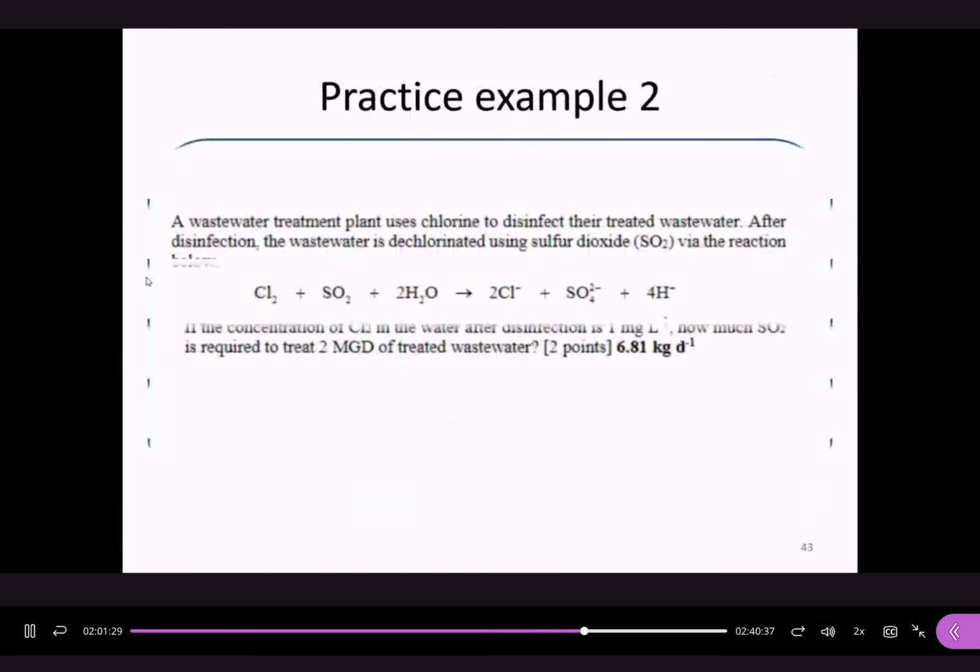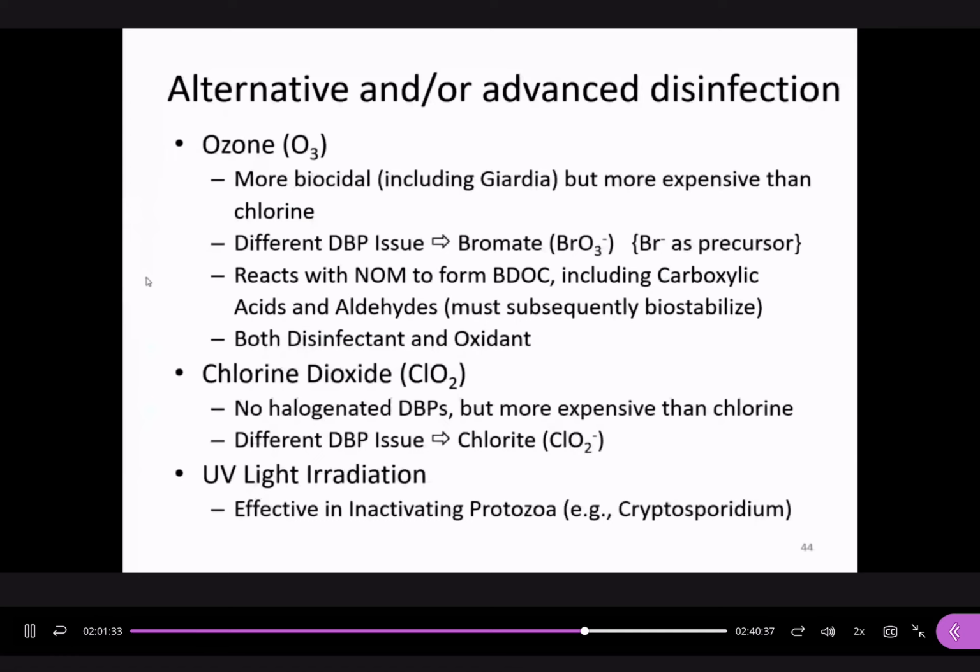So chlorine is still the most popular, with free chlorine and combined chlorine. And what is the next type? Ozone. So next is ozone.